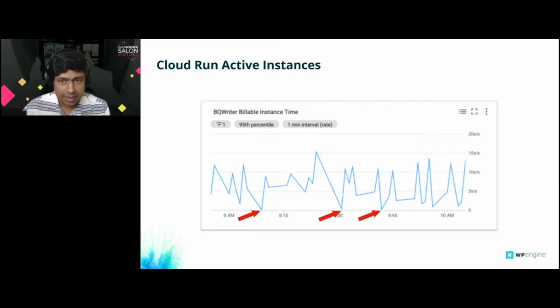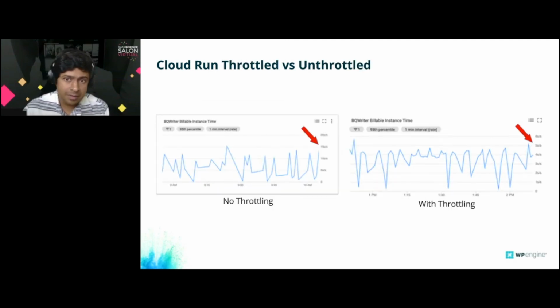So this led us to investigate, what if we limited the maximum number of instances that the serverless container could scale up to? Could we still keep up the amount of work that was coming in? On the right, you can see the number of instances when we throttled the CloudRun to not scale up to more than 5 instances. And as you can see, we were still able to keep up the amount of work coming in.